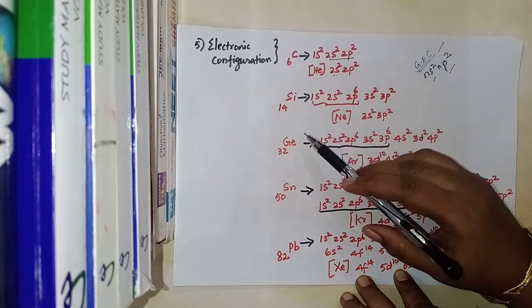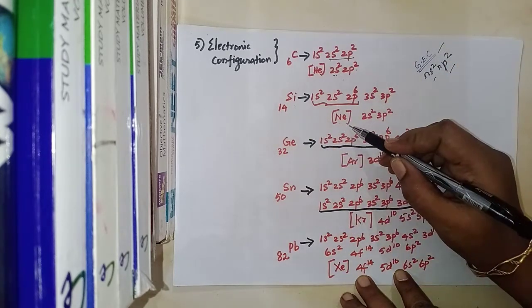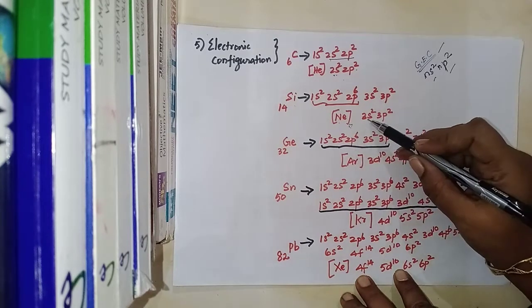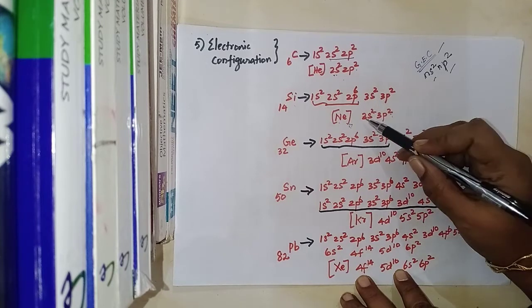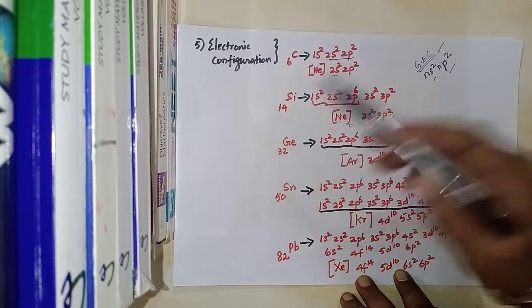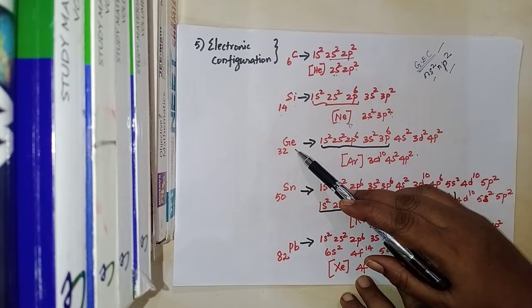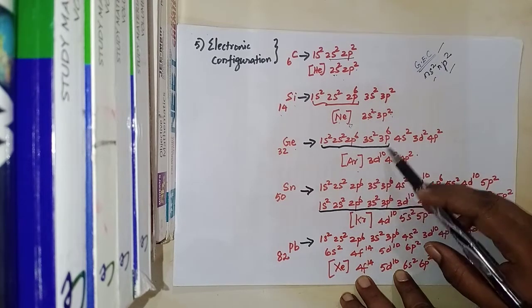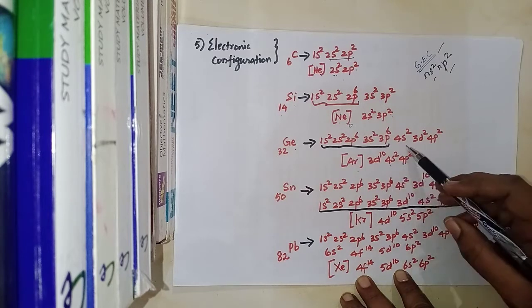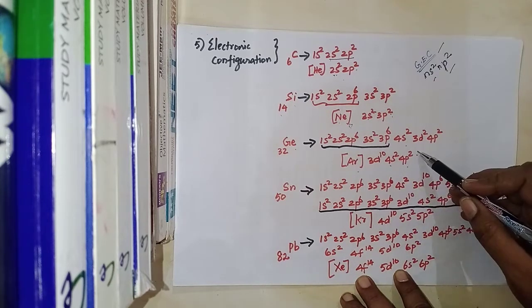Now see, silicon is 14. Neon's atomic number is 10. The remaining 2 plus 2 is 4, so 10 plus 4 is 14, the atomic number of silicon. Germanium is 32: argon 18, then 3d10, and the outermost is 4s2 4p2.